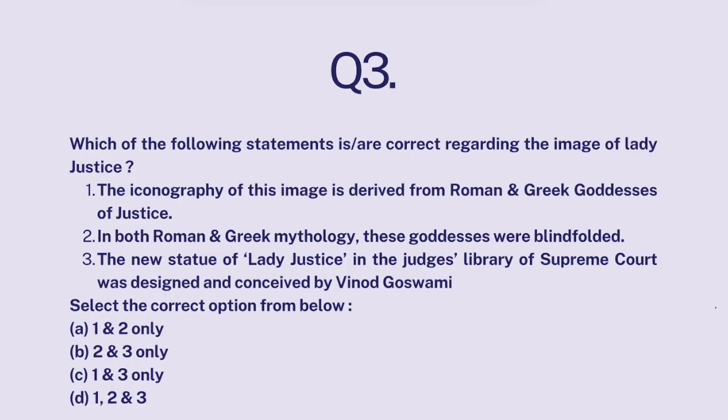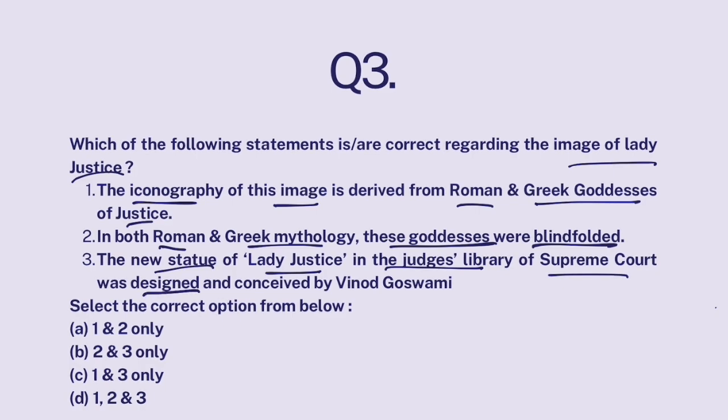Question number 3. Which of the following statements are correct regarding the image of Lady Justice? The iconography of this image is derived from Roman and Greek goddesses of justice. In both Roman and Greek mythology, these goddesses were blindfolded. The new statue of Lady Justice in the Judges Library of the Supreme Court was designed and conceived by Vinod Goswami. Select the correct option from below.